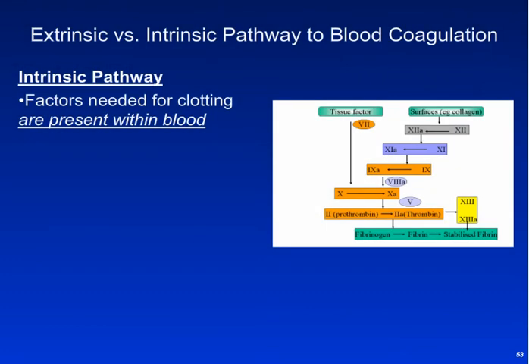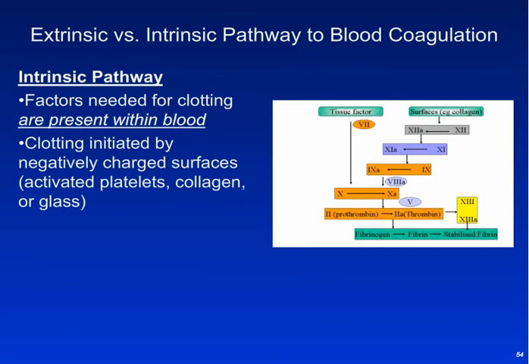So let's take a look at the first of these steps called the intrinsic pathway. This is called the intrinsic pathway because the factors needed for blood clotting are actually present within the blood itself. Here, clotting is initiated by negatively charged surfaces, for example, activated platelets are negatively charged, as is collagen in a damaged blood vessel, or even the glass in a phlebotomy tube. This is the reason why you can draw blood out with a syringe and put it in a phlebotomy tube, and without any anticoagulants, it will clot after a matter of time.